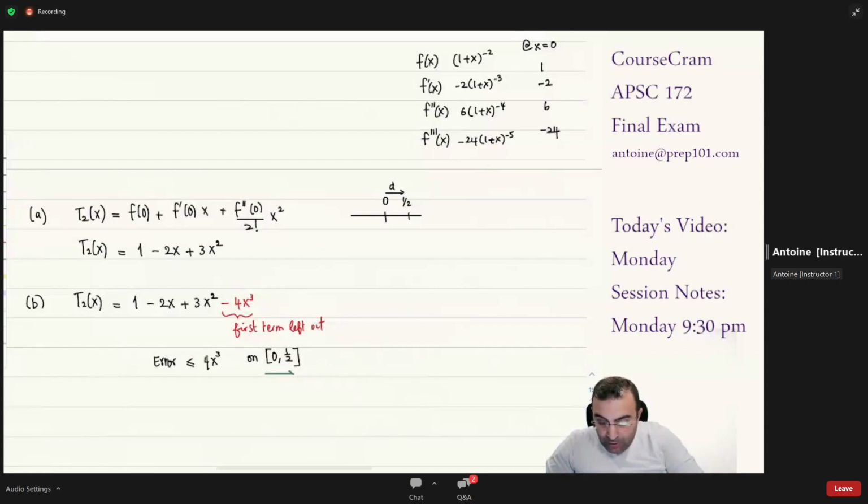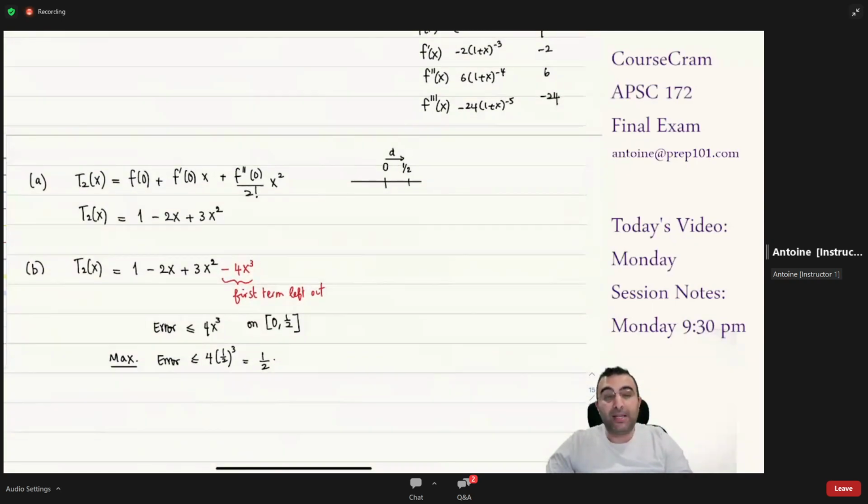So what do you use? Do you use 0 or do you use a half? You obviously use whatever value of x that makes this the biggest, because you want the maximum error. You want the worst possible scenario. Therefore, the error in this case will be less than or equal to 4 times 1/2 cubed, which is 1/2. So the maximum error would be a half.